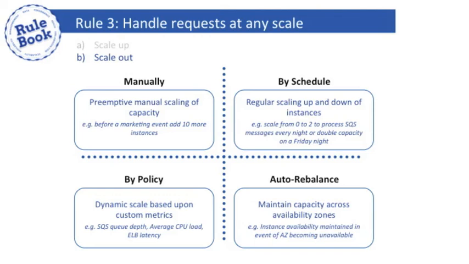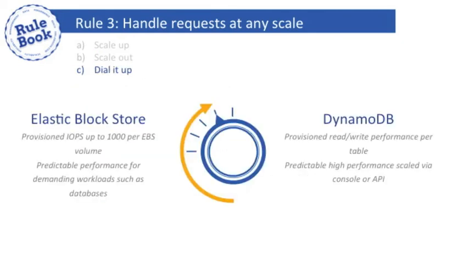So examples: preemptive scaling, which I've discussed, regular scaling on schedule, dynamic scaling, SQS queue depth, for example, average CPU load, ELB latency, and of course the auto rebalancing that I've just mentioned. Another aspect of scaling in AWS is the ability to dial up capacity.